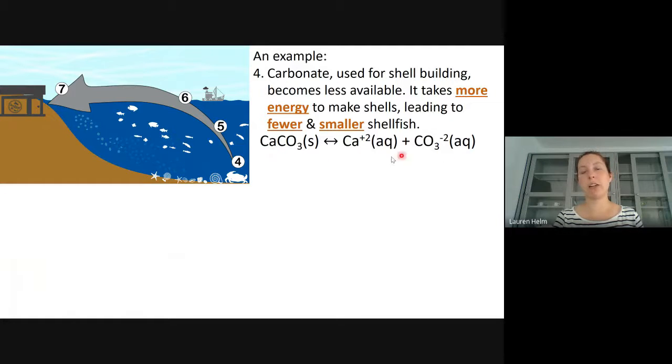And here's the chemical reaction for that. We have calcium carbonate, which dissociates into calcium and carbonate ion. And so to take the calcium and the carbonate and make calcium carbonate, which is in their shells, that takes more energy to do. The activation energy is higher.